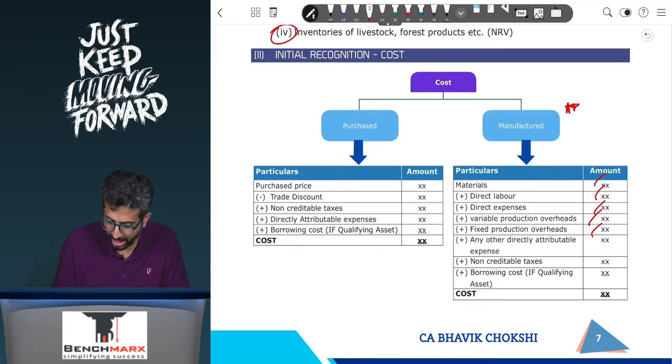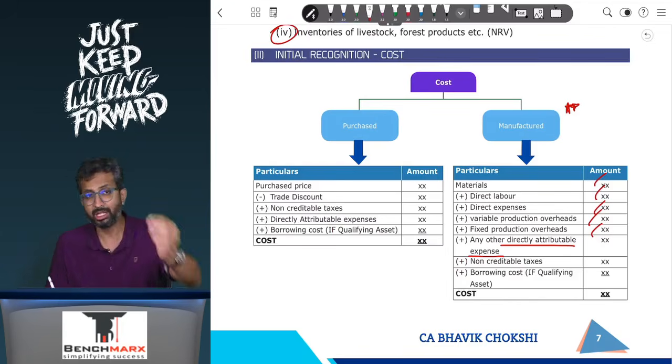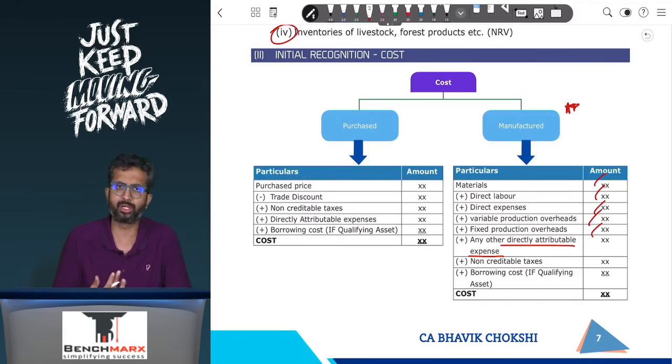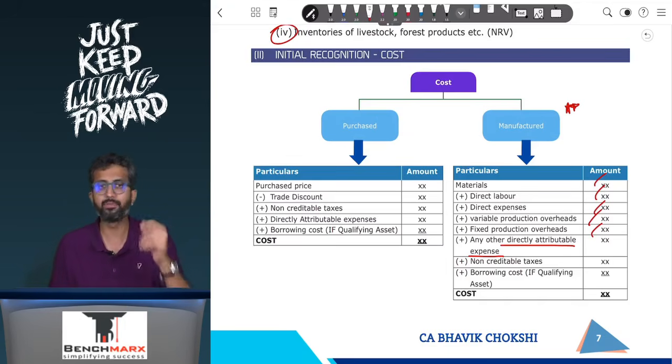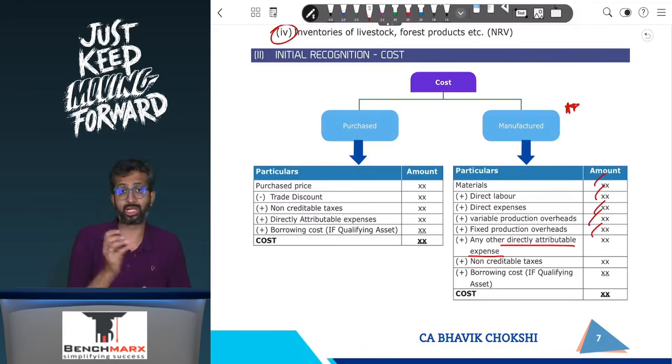So over here, any other directly attributable expenses will be taken directly to the cost of the inventory. But if it is selling, distribution, administration, they will be taken to the P&L. Directly attributable expenses over here, like for purchased inventory, will be added, and non-refundable, non-creditable taxes, if any, will also be added. Lastly, if this asset that you are manufacturing is a qualifying asset as per AS 16, that is, it is taking a substantial bit of time to be ready for its intended use, then the borrowing cost attributable to that during the period of construction can also be capitalized if it is a qualifying asset as per AS 16 principles. Okay, so this is regarding cost.